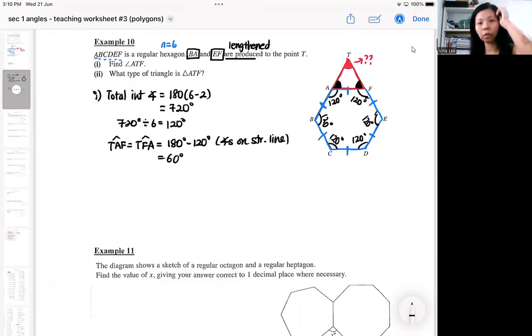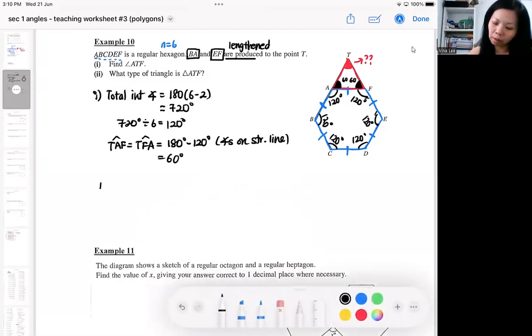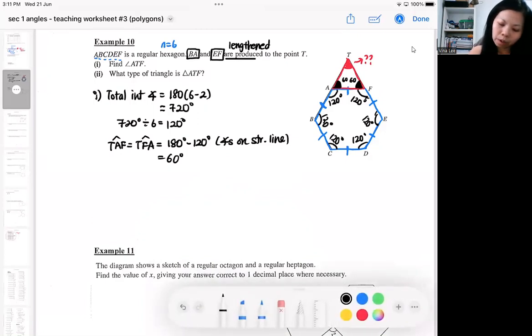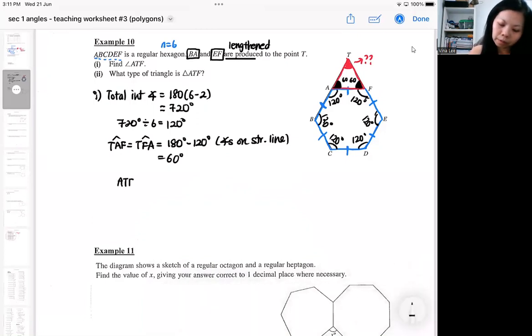Angle on a straight line. So these two will be 60 degrees. From here, I can actually find what the question wants. The question is asking for angle ATF, so I can do an angle sum of triangle. So I will do an angle sum of triangle. That will be 60 degrees.